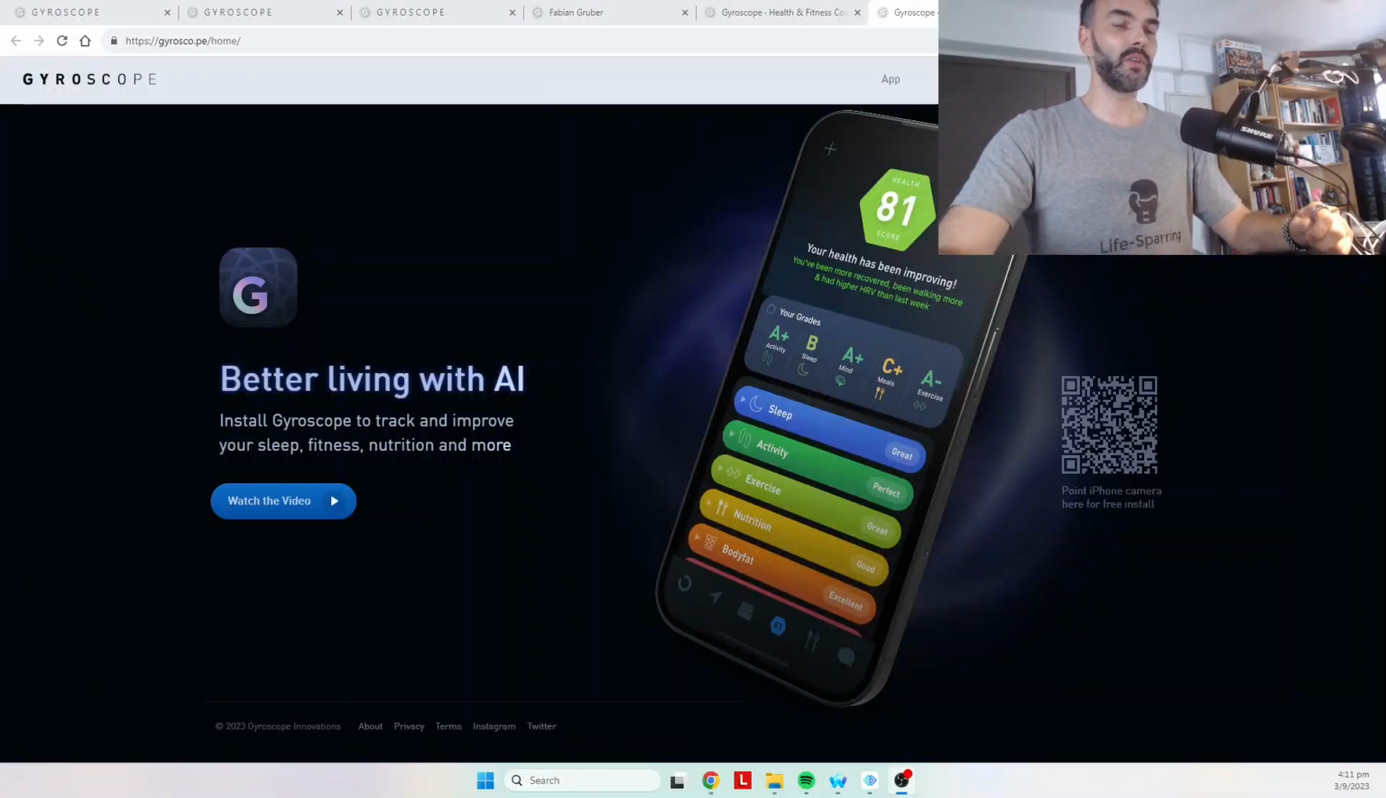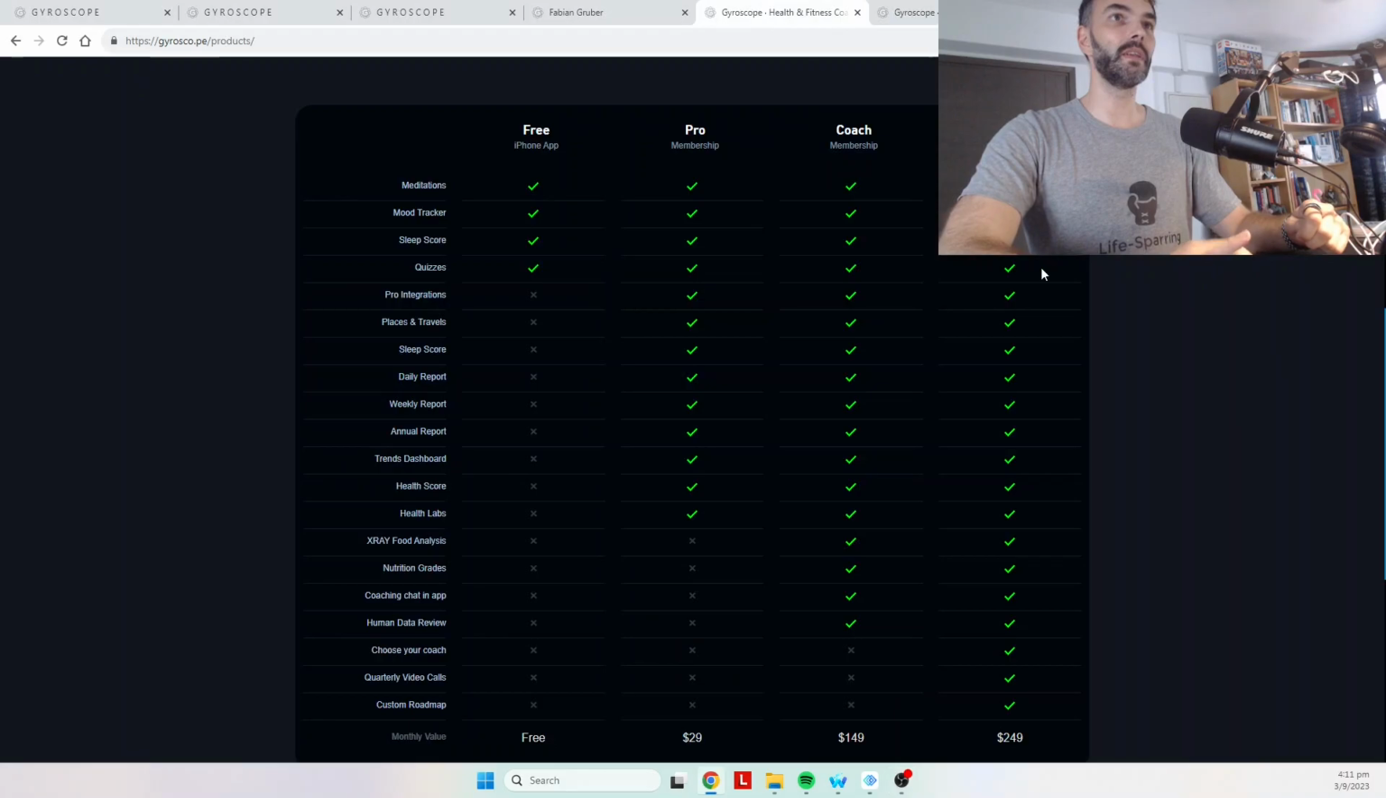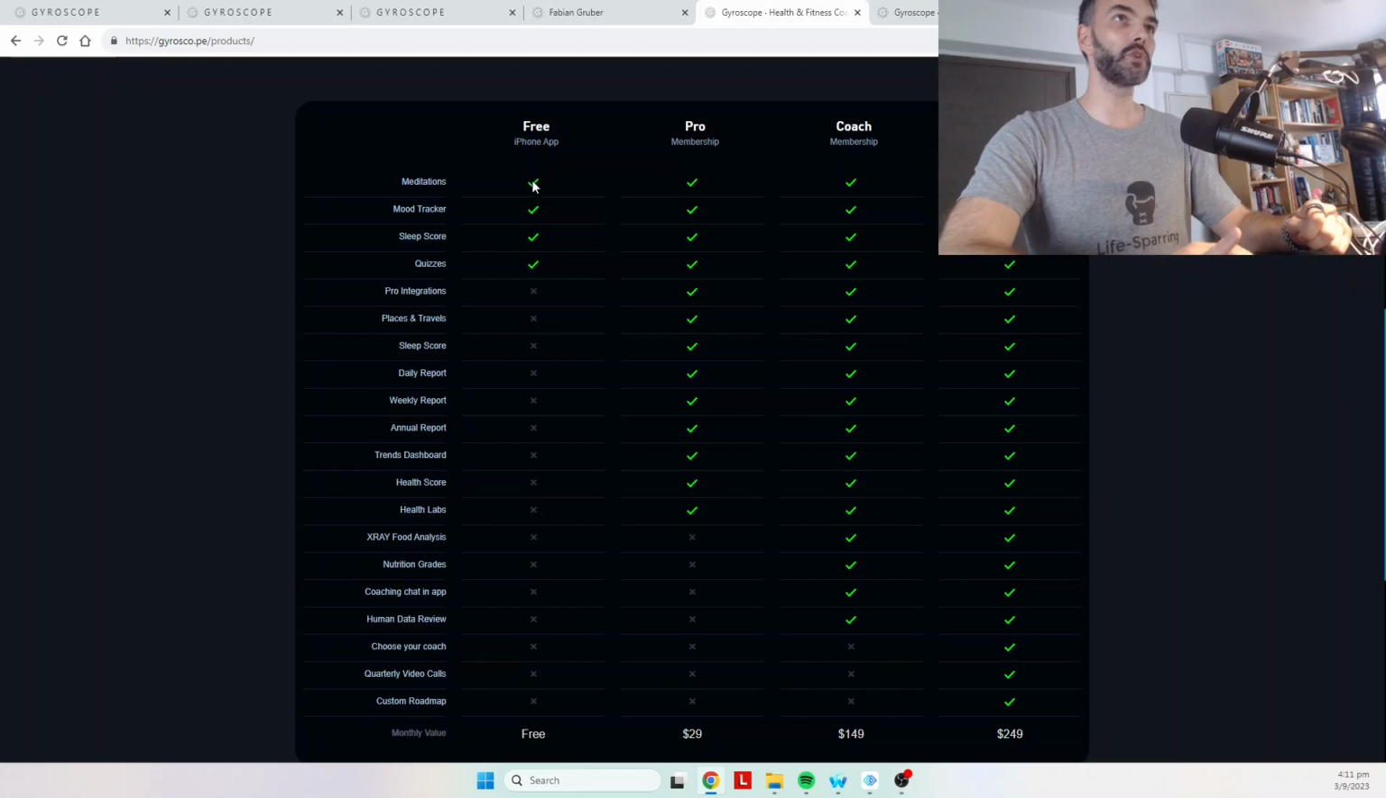So here we are on the starting page of Gyrosco.pe, the browser-based version of Gyroscope. And I said in the intro that I have a love and hate relationship with Gyroscope. And let's say first what I do not like so much about the app, and that is here, the pricing. So there are 3 tiers of paid memberships and a free app. The free app is completely useless because you can't do much with it. It's not even worth trying out.